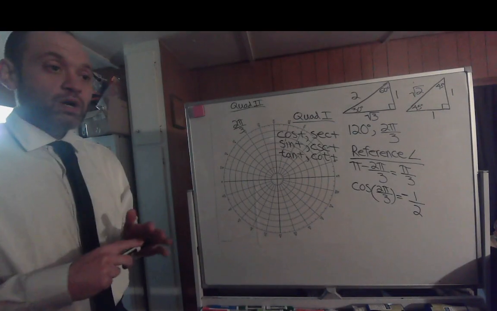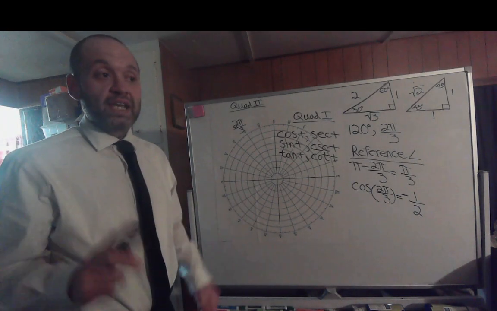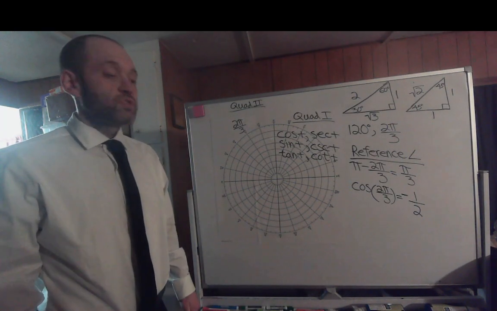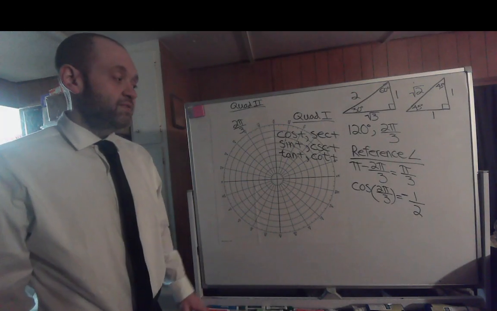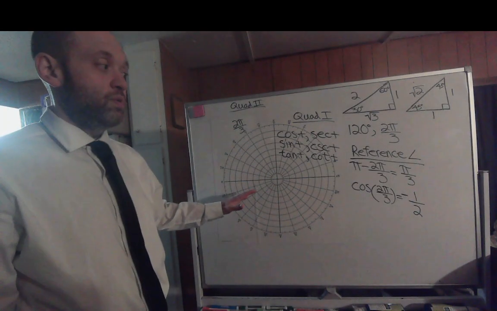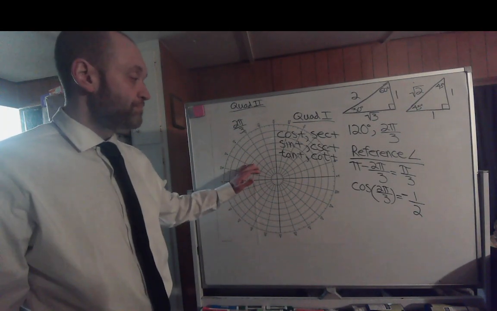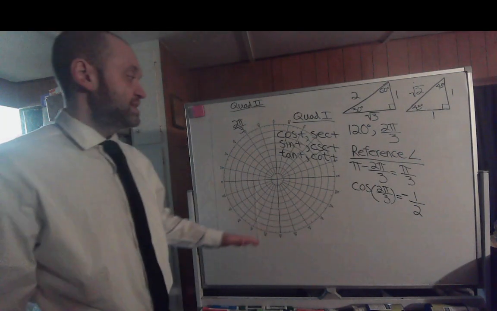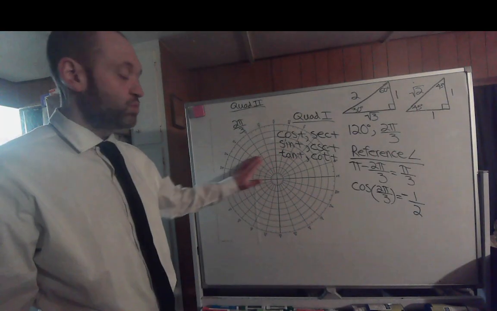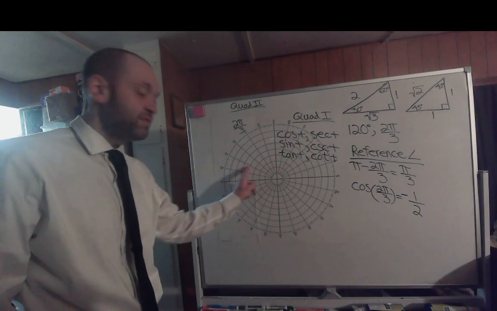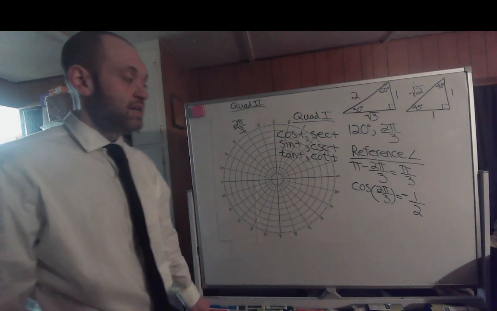So this is where people think we have a negative length. Well, yes and no. There's really no such thing as a negative length. That negative just indicates which direction you're going. So for cosine, that would indicate you're going to the left on the x-axis.